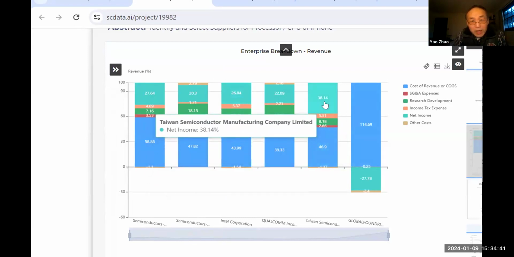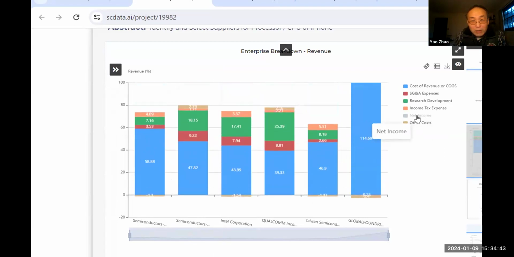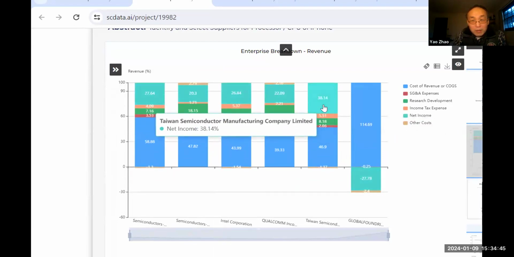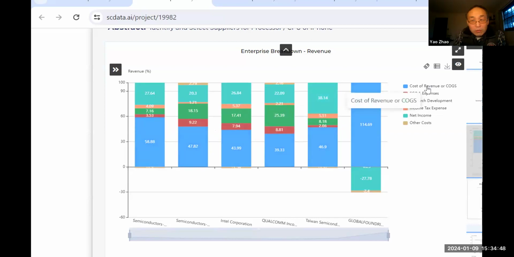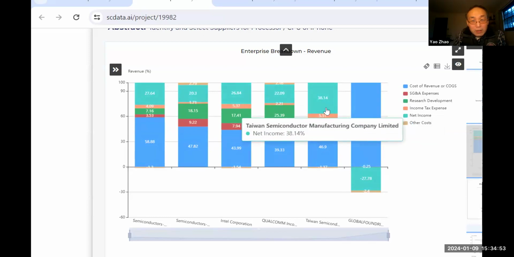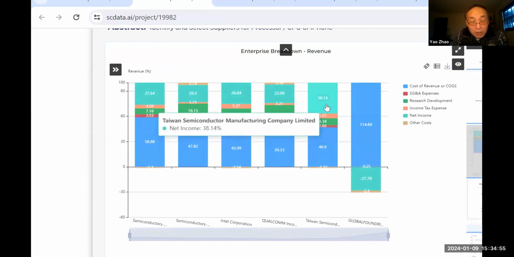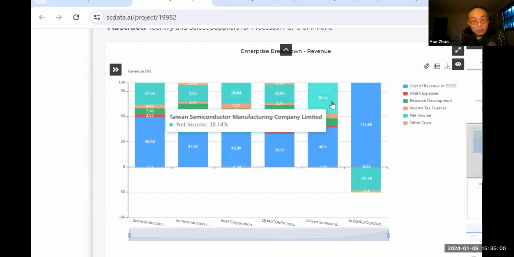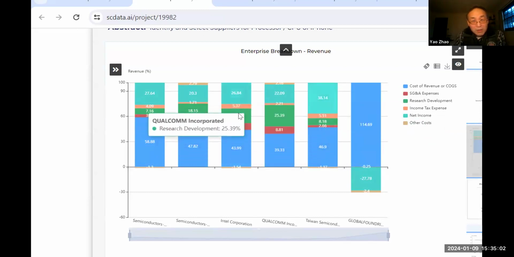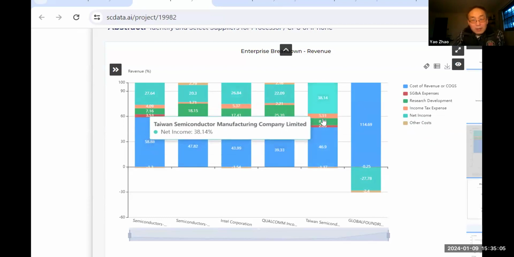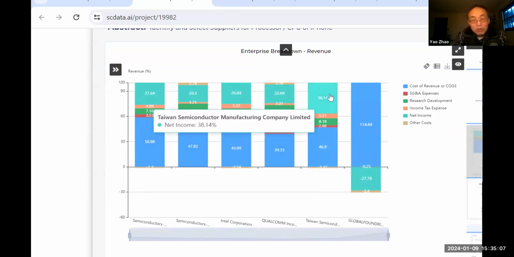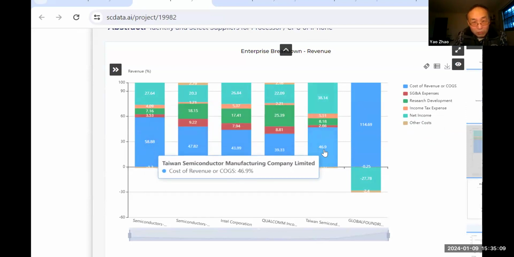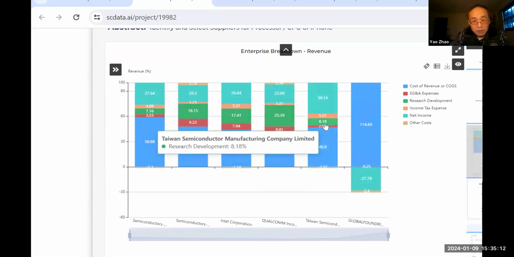But if you look at the net margin right here, TSMC is like 38%, while Intel is 26%. So TSMC has the highest. What makes TSMC so profitable, even with a lower pricing? Let's look at several reasons, of course.